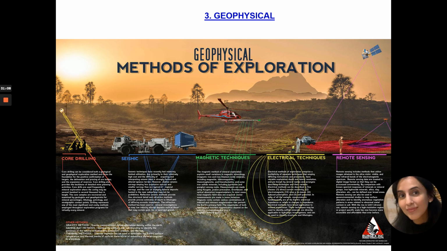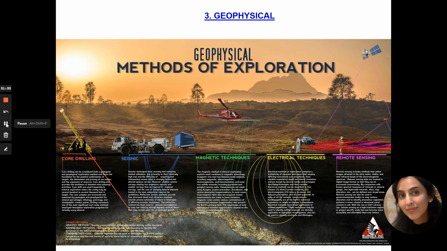Geophysical is typically for mineral explorations like precious stones or oil and gas. So they have different types of or different methods of exploration for geophysical technique. They have core drilling or seismic, magnetic techniques, electrical techniques, and remote sensing.